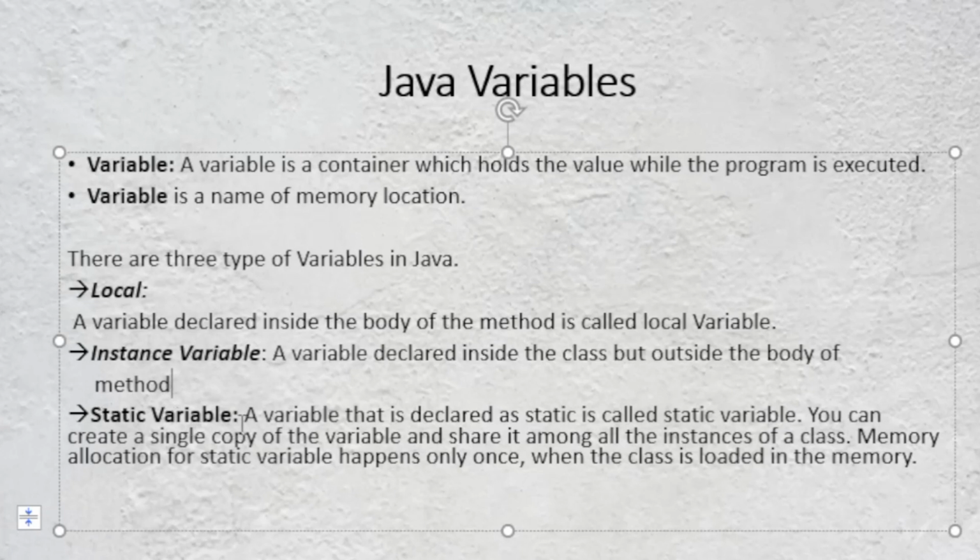Now here we have a static variable. A static variable is basically a variable that is declared as static, and you can create a single copy of the variable and share it among all the instances of a class. Memory allocation for static variables happens only once, when the class is loaded in memory, and the value of the static variable remains the same for all the methods in a class.